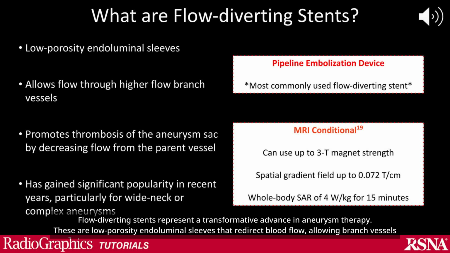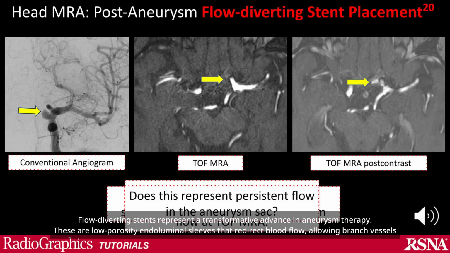The most widely used device is the Pipeline embolization device, which is MRI conditional. It can safely be scanned at up to 3 Tesla, with spatial gradient fields up to 0.072 Tesla per centimeter, and a whole-body SAR limit of 4 watts per kilogram for 15 minutes. Understanding these safety parameters is essential when imaging patients with implanted devices.